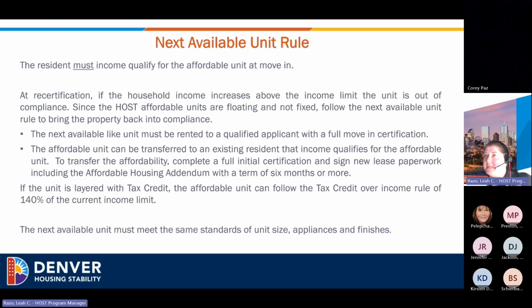Well, they can be floating units. So if you have 120 units at your property, 10 of them are affordable units restricted with the city. You can always swap in one for another. But you follow the next available unit rule to make sure that you're always in compliance with the agreement. So you always have your 10 units that are restricted. The next available must be like, so if it's a 1-bedroom that falls out of compliance, you want to make sure the next available 1-bedroom is rented to somebody in compliance with the rent and income limit.